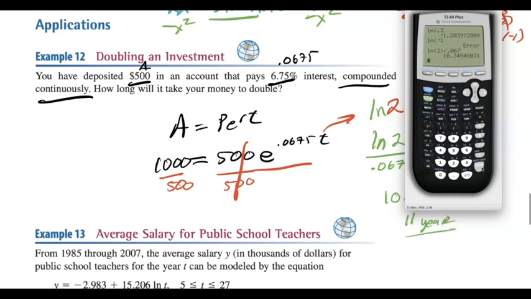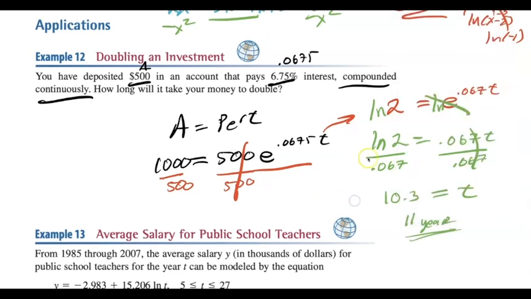How long would it take for money to double? So at 10 years it wouldn't have doubled. How long would it take to double? I could say 10.3 years. You can't say 10 years because it hasn't doubled yet, so 11 years also works. I'll accept either of these answers.